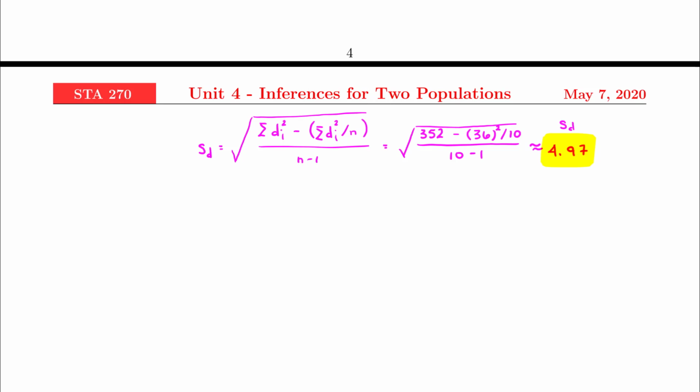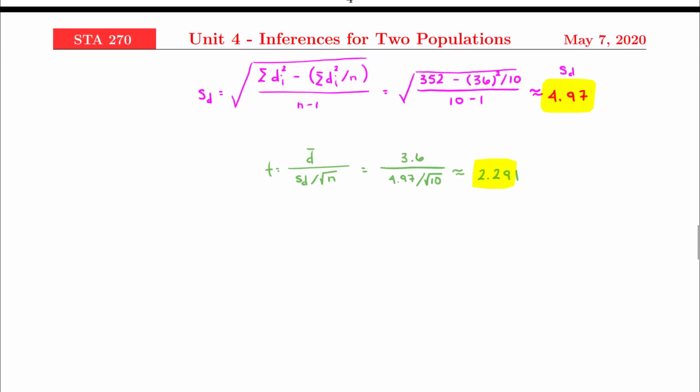This allows us to compute our test statistic now, which is t equal to d bar over S sub D divided by the square root of n. Substituting in what we know, d bar is 3.6, S sub D is 4.97, and the sample size is 10. Simplifying that, we get 2.291. So here's our test statistic that we want to compare in either our critical value or p-value approach.